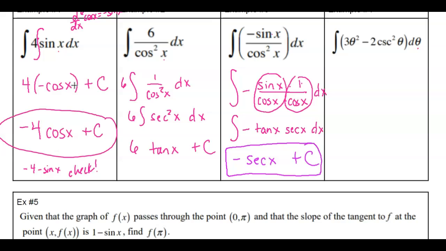All right, if this theta bothers you, it's just a variable. If you want to change these all to x's, you're welcome to do that.